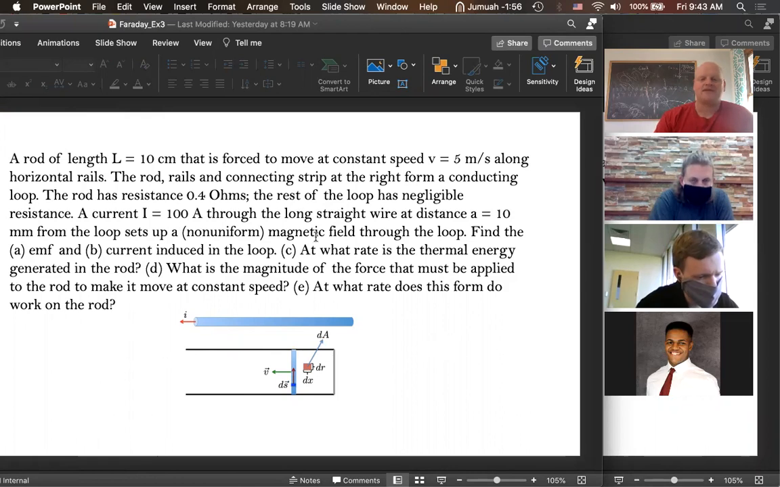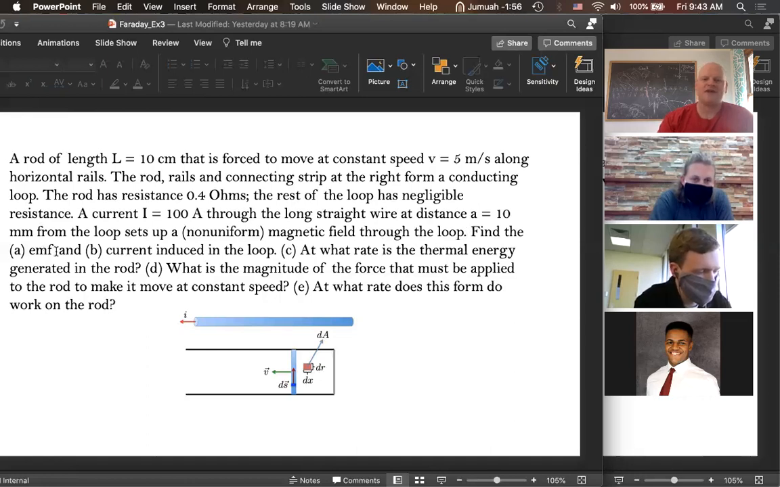Then it says a current, 100 amps, runs through this straight wire here. So this is a straight wire, which has 100 amps worth of current running through it at a distance of 10 millimeters from the loop, which then sets up a non-uniform magnetic field. So basically what that means is this side of the loop here is 10 centimeters away from the wire, which means that this side here is then going to be what? 10 centimeters with 10 meters, right? So that's on this side over here. So that's going to be what, 1.1 centimeters then.